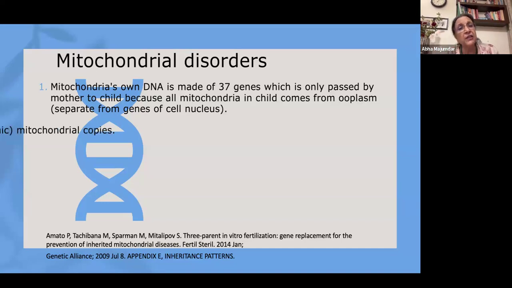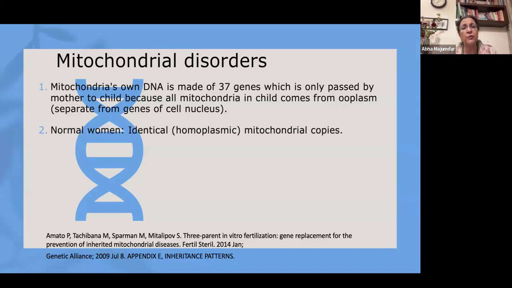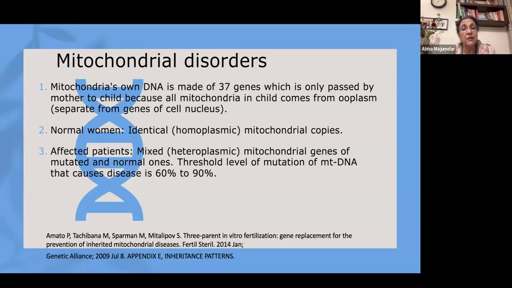Now, over the years, over generations and generations, normal women have identical homoplasmic mitochondrial copies, but affected people, what happens is that the genes start mutating with time and with generations, like down the line 100 generations, the mitochondrial genes get mutated, and there is a mixture of normal and mutated genes. So threshold level of mutation of mitochondrial DNA that causes disease is 60 to 90%. So much should be the mutation that they can cause a disease, 60 to 90%. Less than that, it will still be homoplasmic and it will not cause the disease.